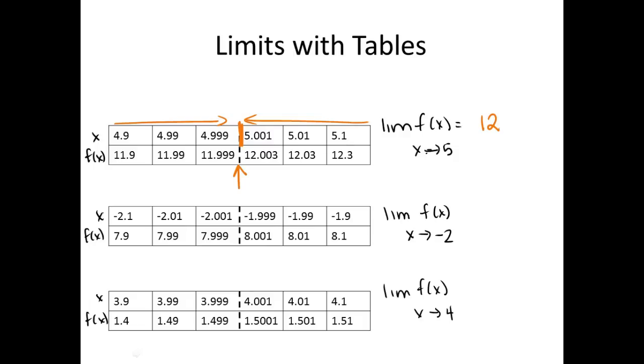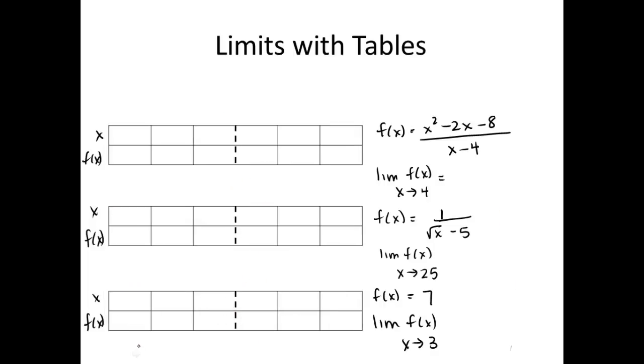Well, they're not numbered. The second one, as x is approaching negative 2, so we're approaching negative 2 here in the middle, my y values are approaching 8. As we approach 4 on this chart, so my x values are getting closer to 4, my y values are closer to 1.5. Let's try the next one.